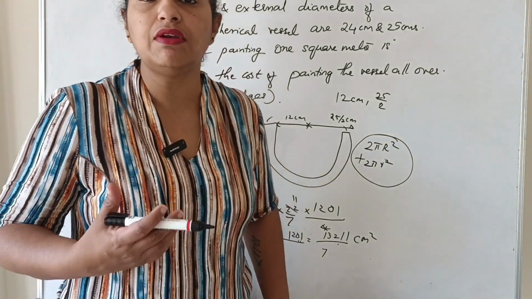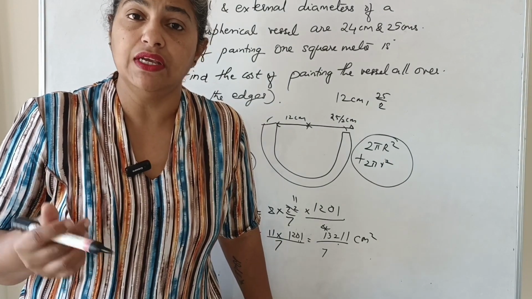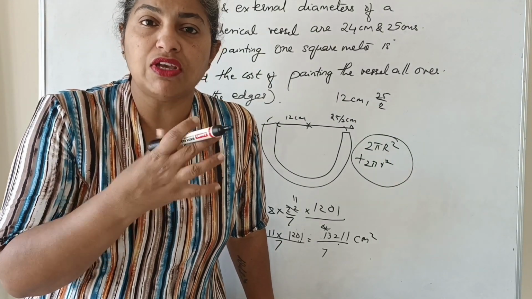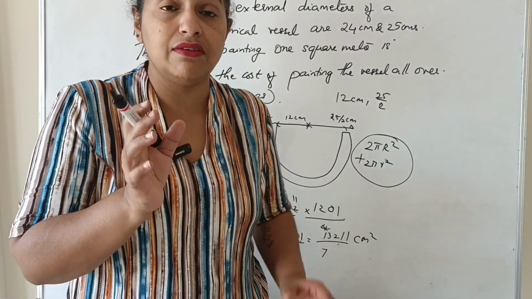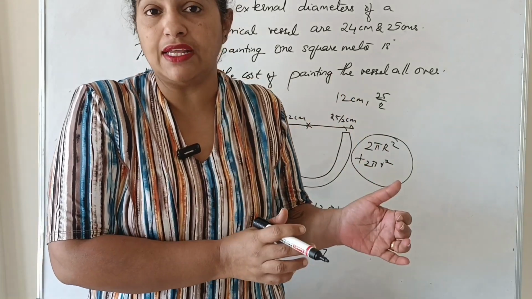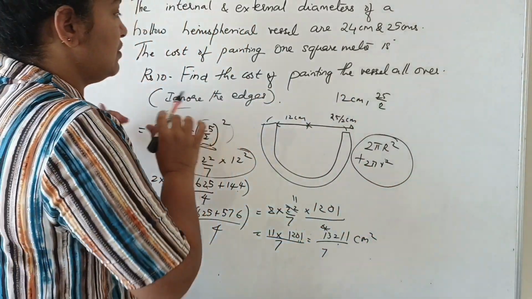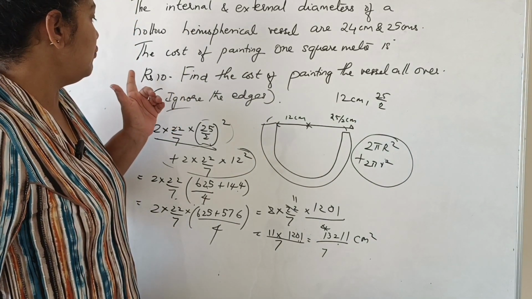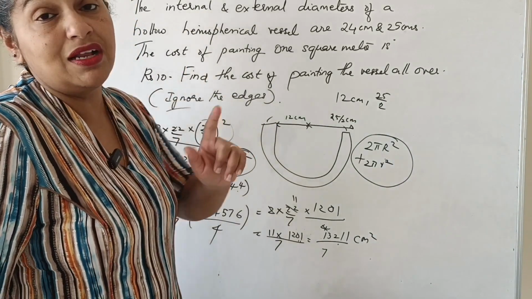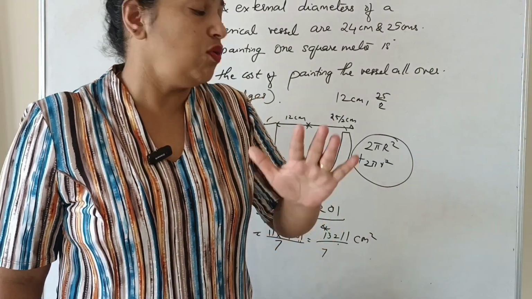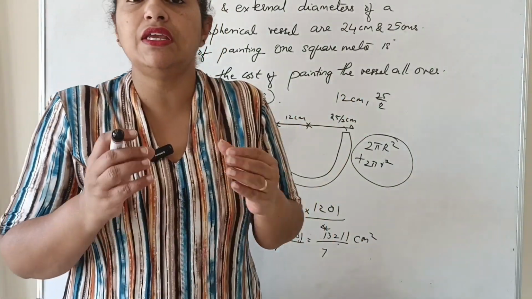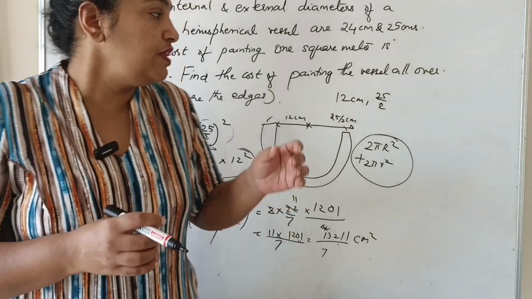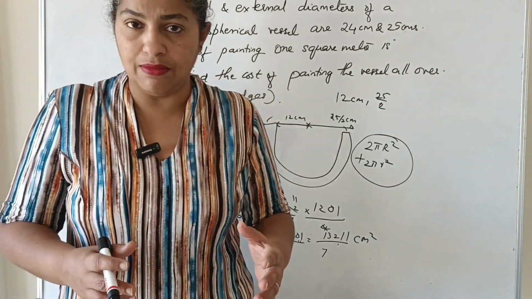So unfortunately our number is not properly divisible by 7. So I will not be dividing it now because I don't want to approximate anything. I will divide it only in the last and final calculation. So what is our last calculation? Find the cost of painting the vessel all over at the rate of rupees 10 per 1 square meter. So now this is in centimeter square. We need to convert it into meter square, or we need to convert this meter square into centimeter square.